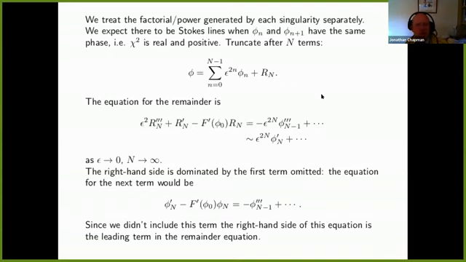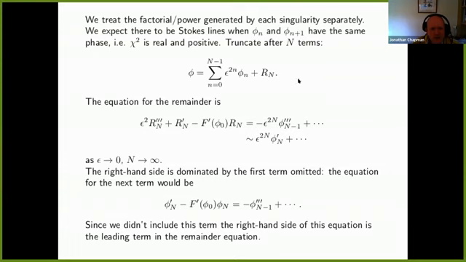Okay, we treat the factorial over power generated by each singularity separately. In order for there to be a Stokes line, successive terms have to have the same phase. That means that chi squared is real and positive. I'm just going to run through the calculation to show you that the Stokes line smoothing is universal.